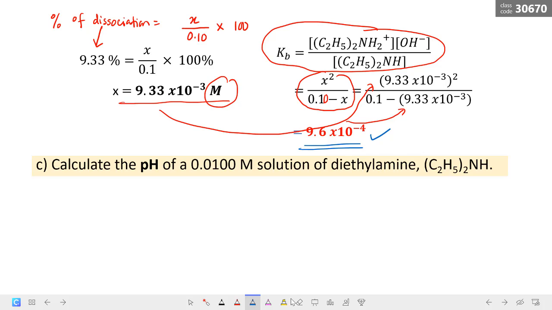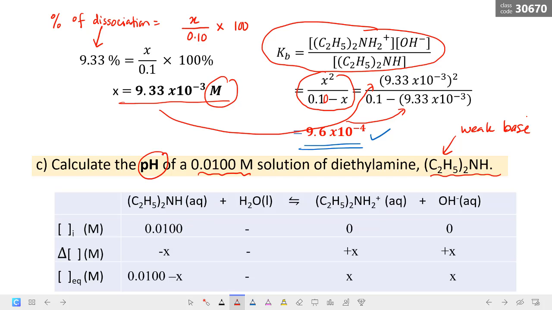Okay, next question. Calculate the pH of a 0.0100 molar solution of diethylamine. Okay, soalan minta apa? pH. Jadi, kita nak kira pH bagi weak base. Bila kita nak kira pH bagi weak base atau weak acid, dia macam kita buat dalam contoh sebelum tadi lah. Kena buat table and then kena assume for X0 and then check assumption. Jadi yang penting sekarang dissociation equation and the table. Okay, pastikan pelajar boleh buat equation.